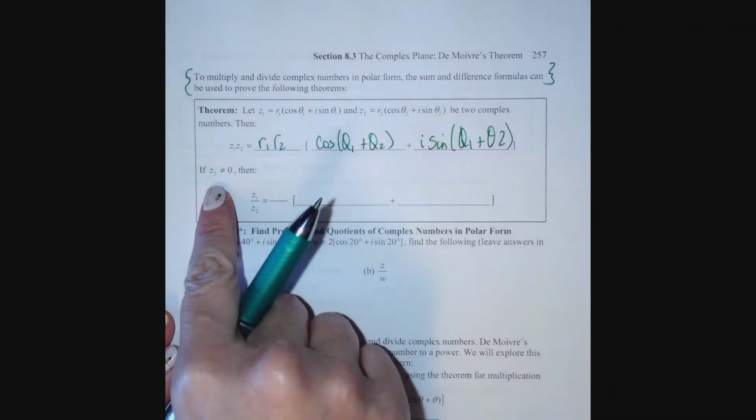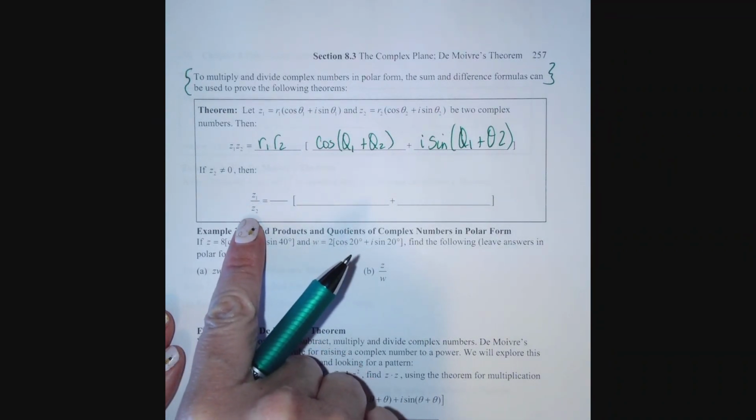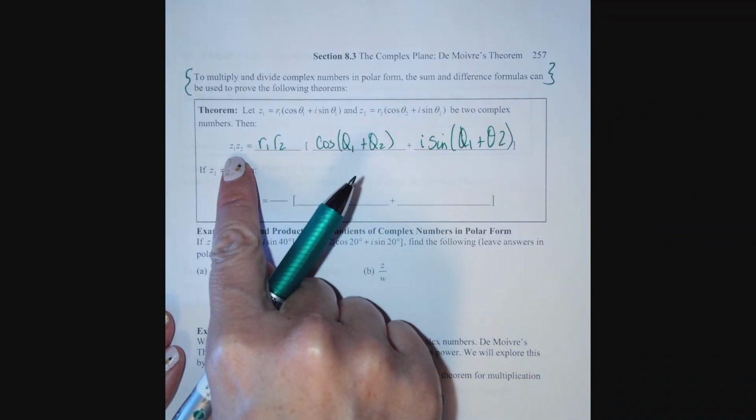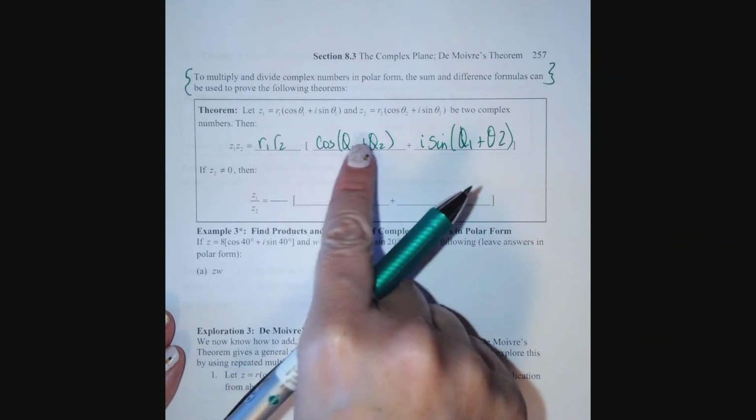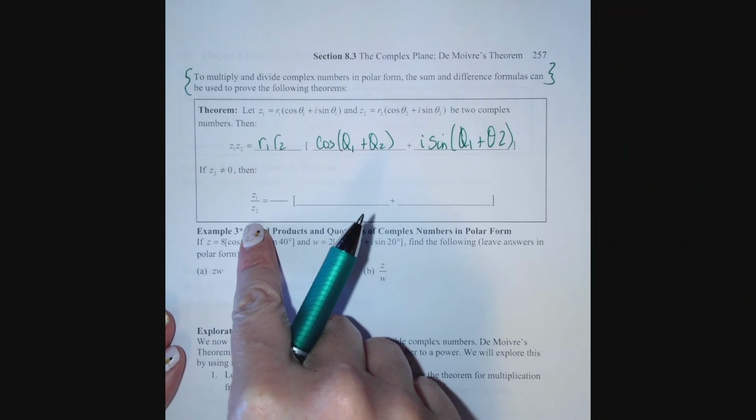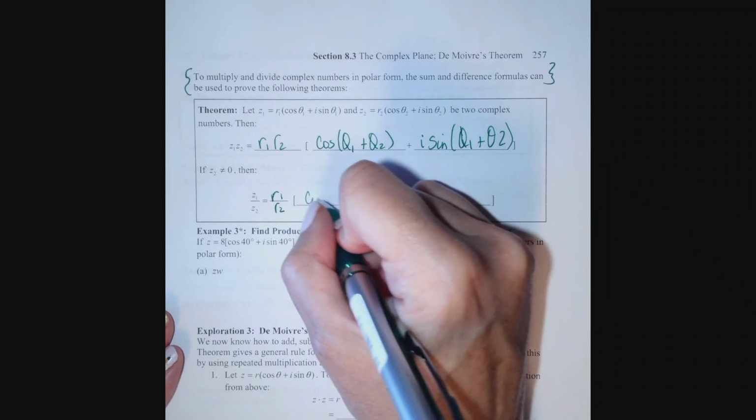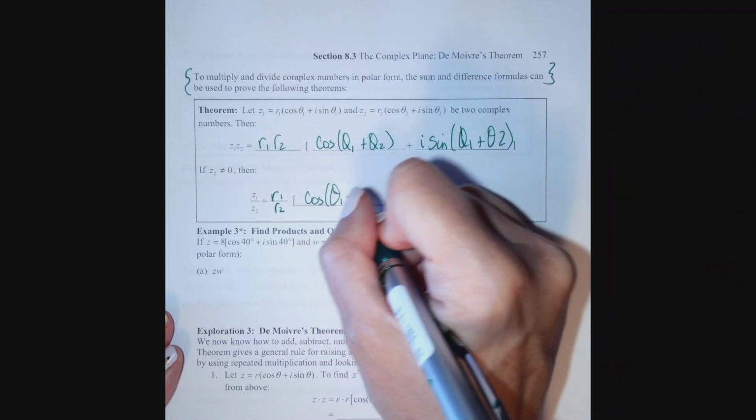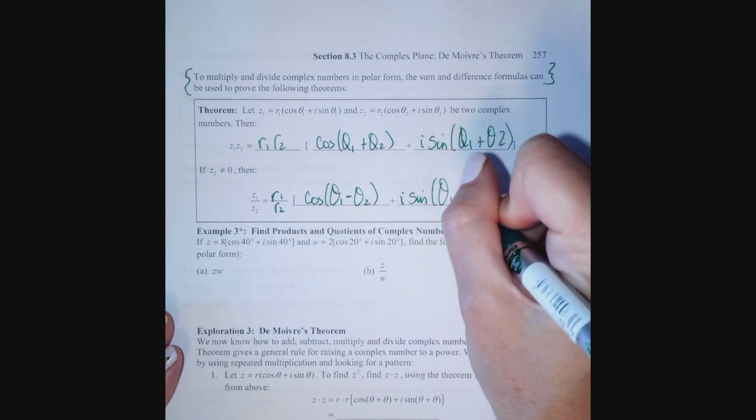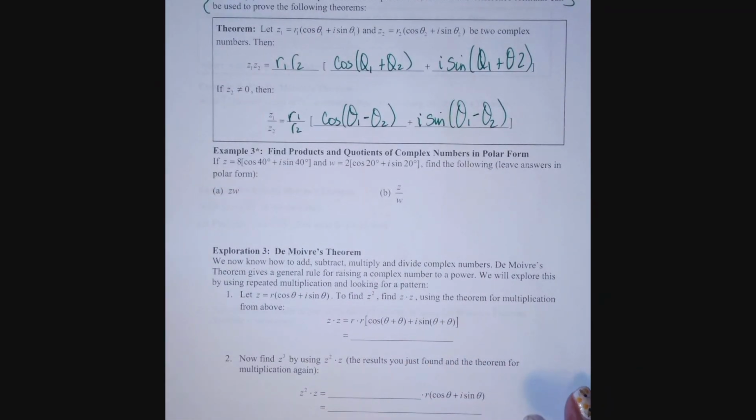Now, as long as the second number isn't 0, I can do division as well. Multiplication pairs with addition, right? So if I'm multiplying two complex numbers, I multiply the moduli and I add the angles. If I'm dividing, division pairs with subtraction. In this case, I would divide the moduli and subtract my angles. Make sure you do it in order, so that it's the first angle minus the second angle, so that you get the correct result.